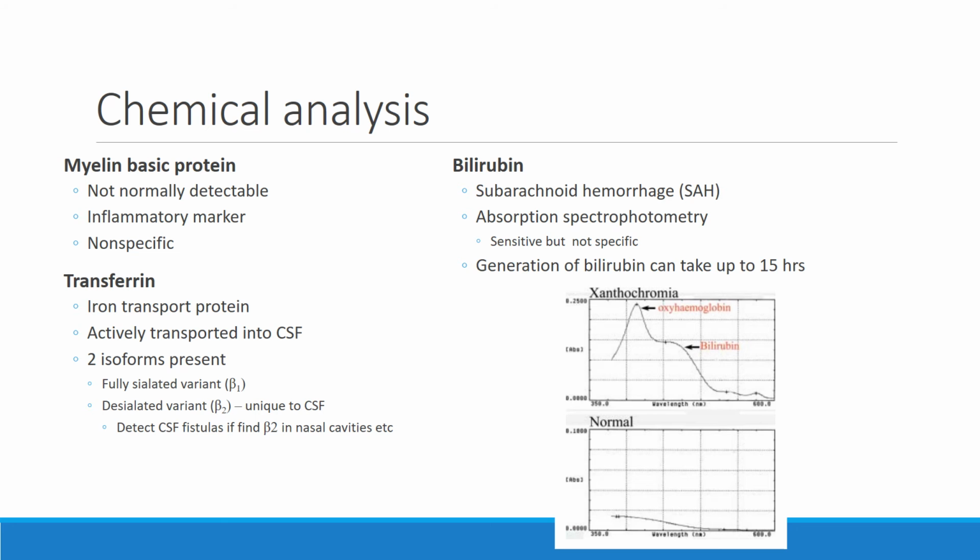And what you're looking for is the time it takes for bilirubin to form. About 15 hours after the time that the hemorrhage occurred and the blood entered into the brain, you'll see the buildup of bilirubin. It doesn't occur right away. So this is why bilirubin is something you could use to differentiate between a hemorrhage and a traumatic tap potentially. If you know that there's no evidence of a hemorrhage now, but you have the presence of bilirubin, then you know that that's a historical hemorrhage.